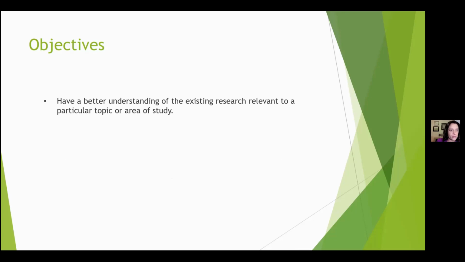So I always start off with objectives because I want you to know what we are going to cover today and what I hope we'll get through. So the objectives today is to have a better understanding of the existing research relevant to a particular topic or area of study. So this is going to be whatever topic or area of study that you're planning to write in your literature review. I want you to have a better understanding of that. And I'm going to show you how to get through that, how to find the research and the information, so to be able to present that knowledge in the form of a literature review.